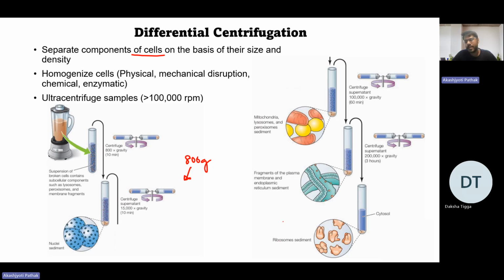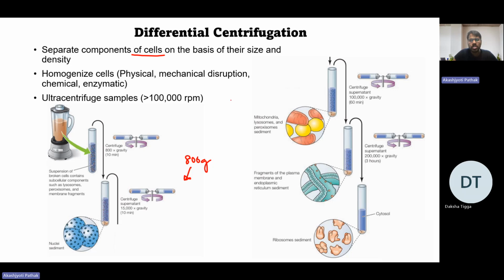So ribosomes have the least sedimentation coefficient, or the least molecular weight and size. They are much lighter. So you need to spin at a higher velocity or higher RPM, and for a longer time, to sediment the ribosome.